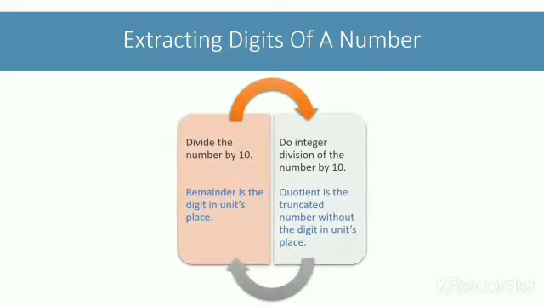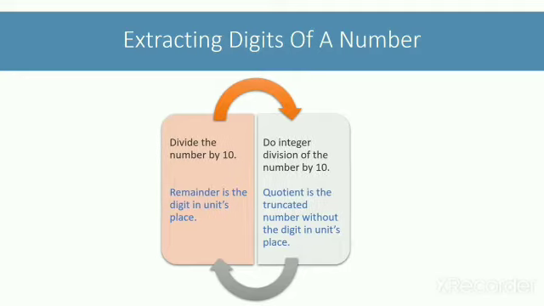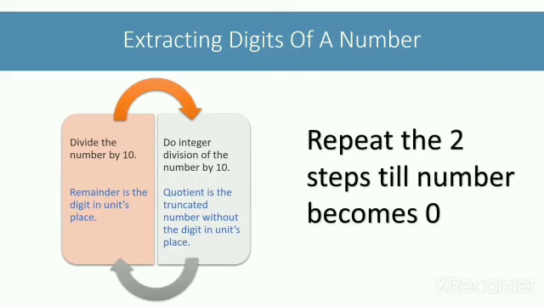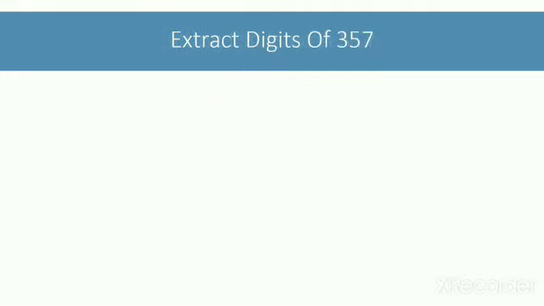When you divide a number by 10, the remainder is the digit in the units place. You got your digit. Now, if you perform integer division on the number by 10, it will truncate the number by removing the digit you just extracted. You need to repeat these two steps till the number becomes 0 to extract all the digits of the number. Let's apply these steps on 357 and see if we can extract 3, 5 and 7 from it.